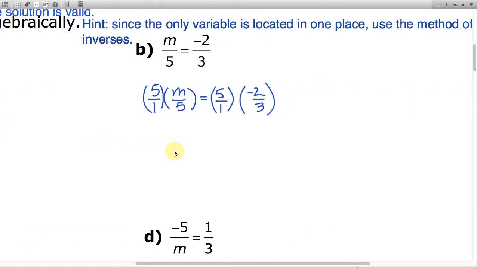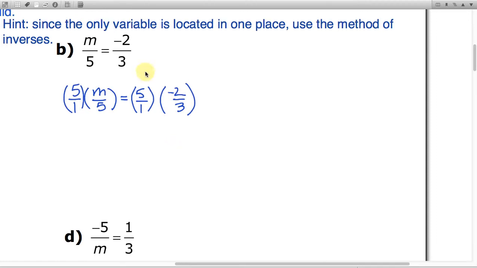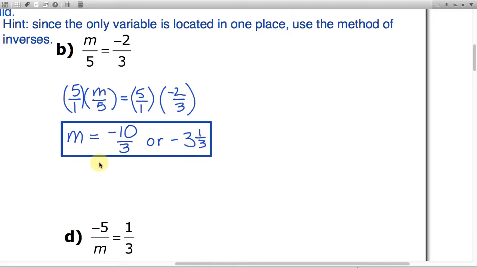Now let's take a look at part B. And here you can see what I've taken as the first step. Since you're dividing m by 5, multiply both sides by 5. And now you get m equals negative 10 thirds, because 5 times negative 2 gives you negative 10, and 1 times 3 gives you 3. Negative 10 thirds can also be written as a mixed fraction as negative 3 and 1/3. Now there is another approach that you could take to get this solution.